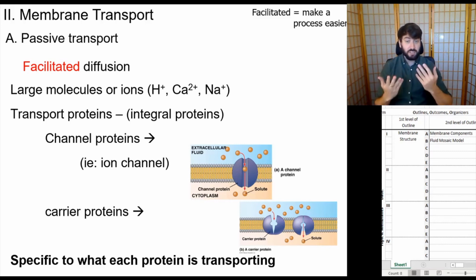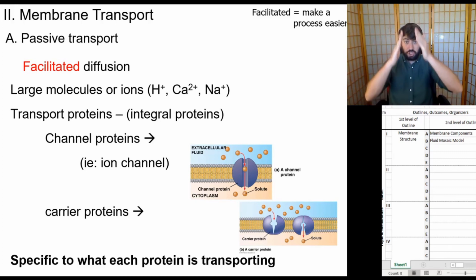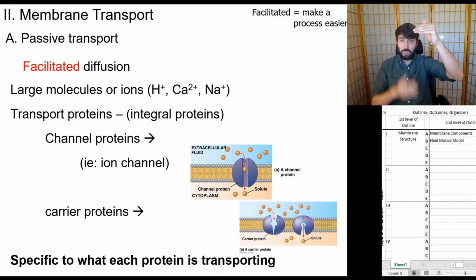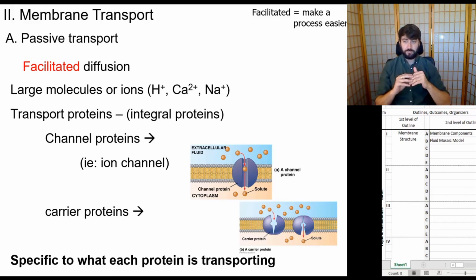So facilitated diffusion does just that. There are proteins that are designed to kind of shepherd specific molecules through the phospholipid. Now, some of these proteins are called channel proteins, aptly named because they have a special channel that goes from one side of the membrane to the other that specific molecules can actually pass through, right?